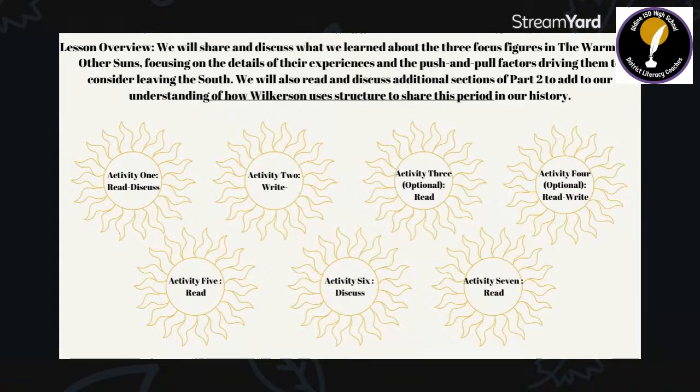So we do have 7 activities, 2 of which are optional. In this lesson, students are sharing and discussing what they've learned about the 3 focus figures in The Warmth of Other Suns, focusing on the details of their experiences and the push and pull factors driving them to consider leaving the South. They will also read and discuss additional sections of Part 2 to add to their understanding of how Wilkerson uses structure to share this period in our history.